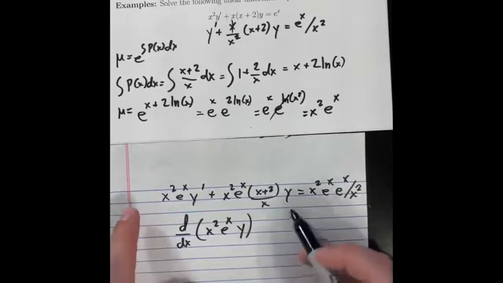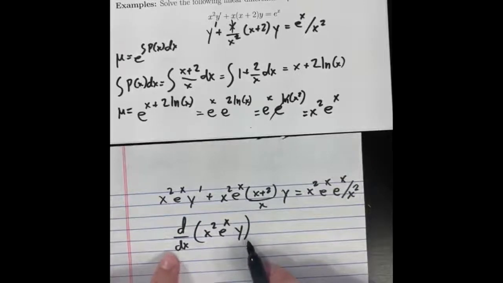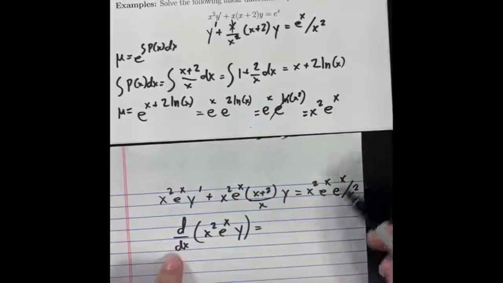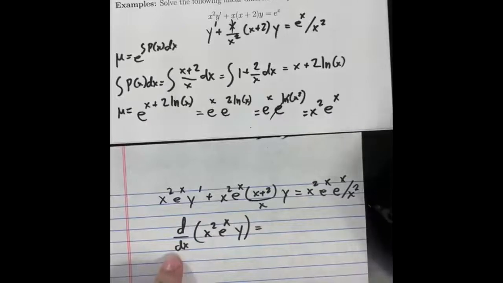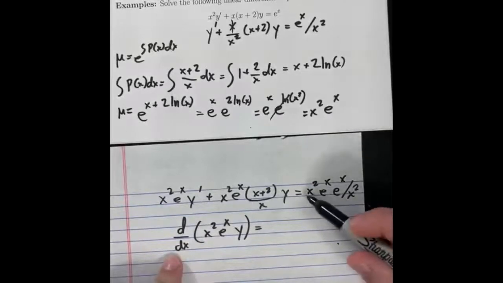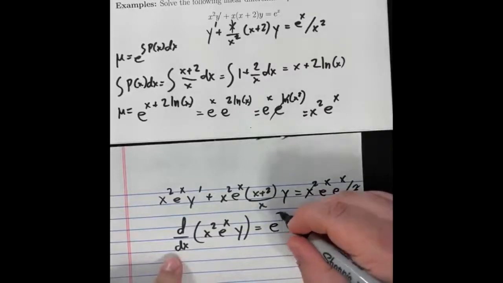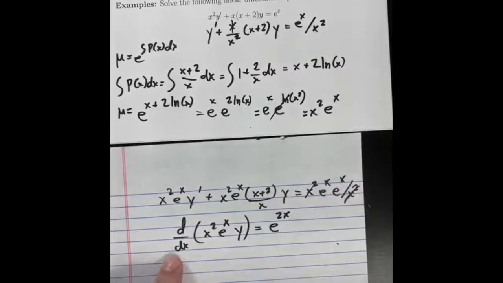Okay, and so in practice you could just skip right to here, to this part right here, because we know this is how it's going to work out. And then our right-hand side is mu times whatever was there before. In this case, some nice things happen. The x squareds cancel. E to the x is really e to the 2x. Okay, so that's not too bad.